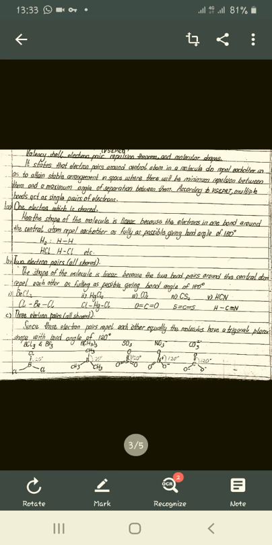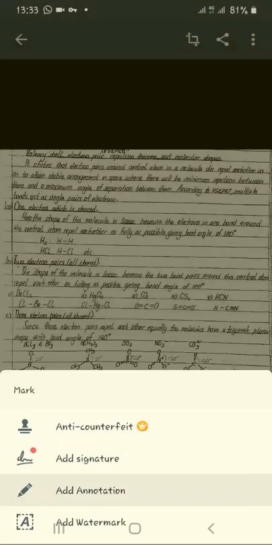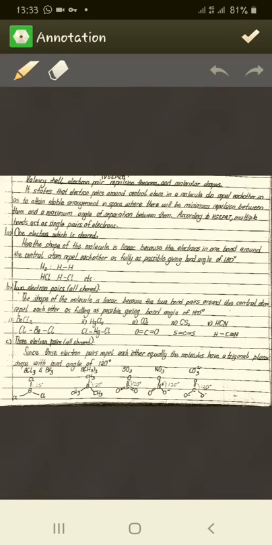How does it state? It states that the electron pairs around the central atom in a molecule do repel each other to attain a stable arrangement in space, where there will be minimum repulsion between them and maximum angle of separation. So they repel each other such that there is maximum angle of separation and minimum repulsion between them.